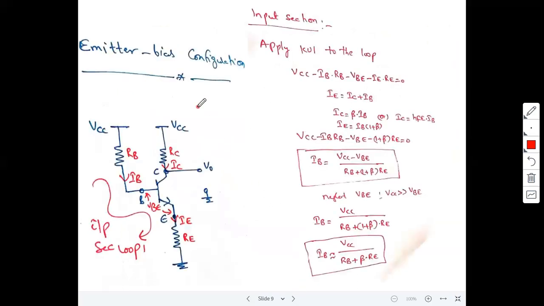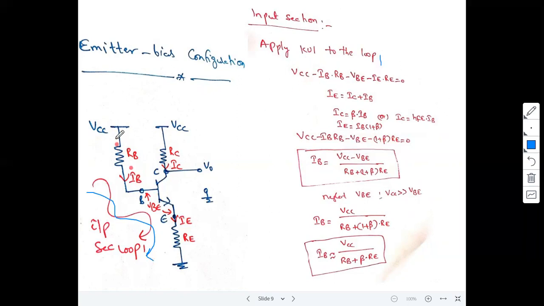Okay. Now for this one you have to find the base current, collector current and output voltages. This is an emitter bias circuit configuration. Now apply KVL to this loop. This is loop 1.